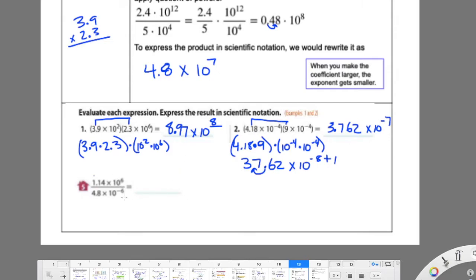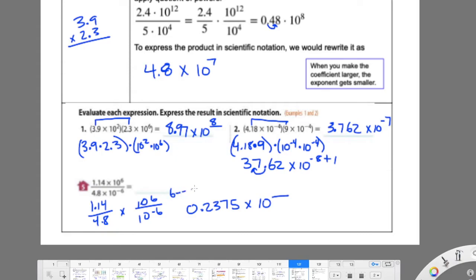So we're going to divide 1.14 and 4.8. And then we're going to divide the power rules here. So first, let's do this one. We have 1.14 divided by 4.8, and we get 0.2375. So that's what I got from this piece here. Times 10, we need to know our exponent. So remember, when I'm dividing, it's the top exponent minus the bottom exponent. So it's 6 minus -6.